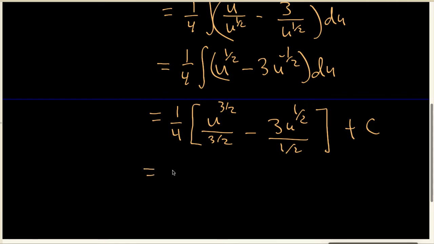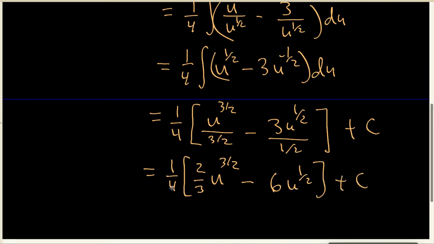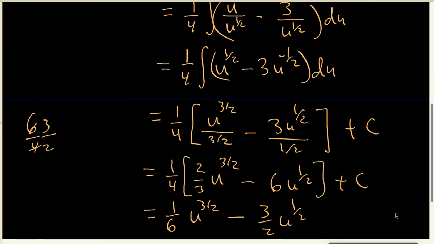What we are looking at here is 1/4 times 2/3 times u to the 3/2 minus 6 times u to the 1/2 plus a constant. And when I multiply the 1/4 through, I'm going to get 1/6 times u to the 3/2, because we will have 2/12, and 2/12 will cancel to 1/6. And when I multiply 1/4 by 6, I'm going to get 2. Well, let's actually do the scratch work over here so I don't mess up the arithmetic. The scratch work is 6/4, and that's going to be 3/2. So I will have 3/2 times u to the 1/2 plus that constant.